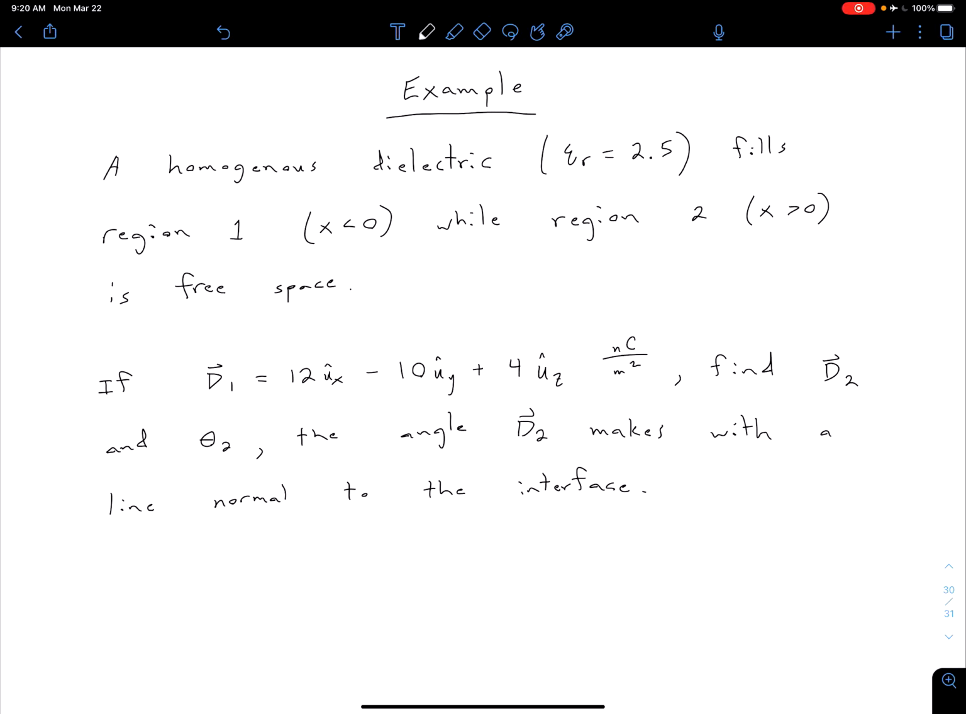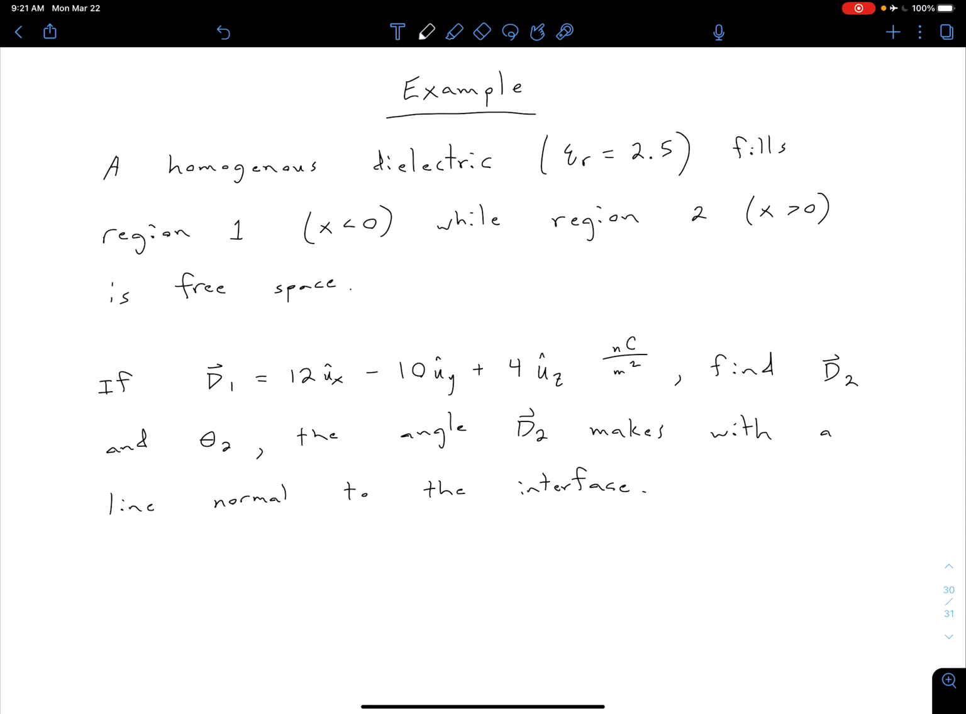Let's now take a look at an example. So we're told we have a homogeneous dielectric with relative permittivity 2.5, which fills region 1, x less than 0, while region 2, x greater than 0, is free space. So we're given an expression for our electric flux density D1 in region 1. That's equal to 12 in the x direction, minus 10 in the y direction, plus 4 in the z direction, nanocoulombs per square meter.